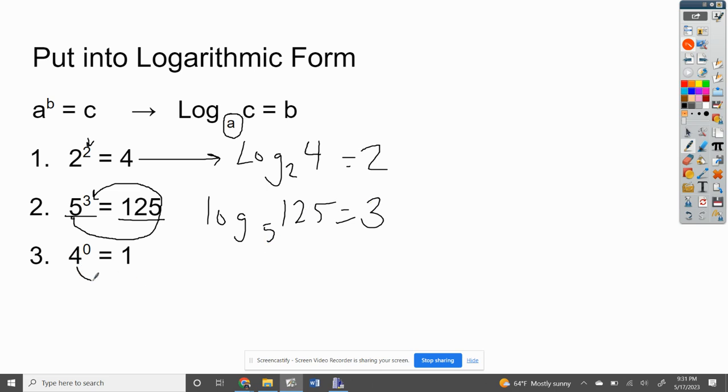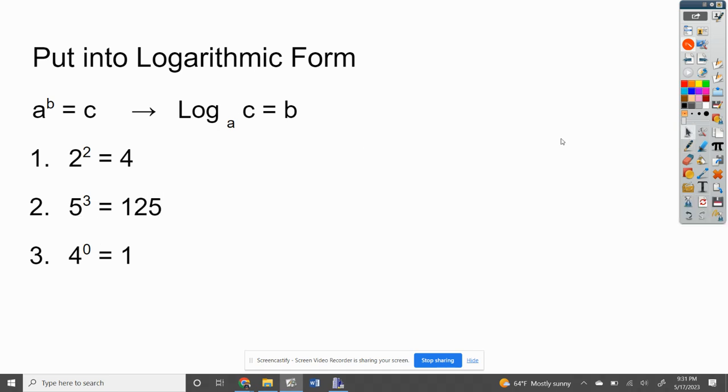So we did that. We would have 4, and then the 1, and then the 0. So log base 4 of 1 is 0. All right, so anytime you have a 1 right here, that means something to some power is 1. And so anything to the 0 power is always 1. So that's how you rewrite it in logarithm form.